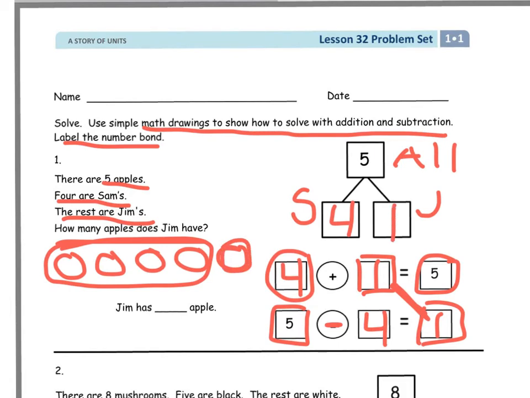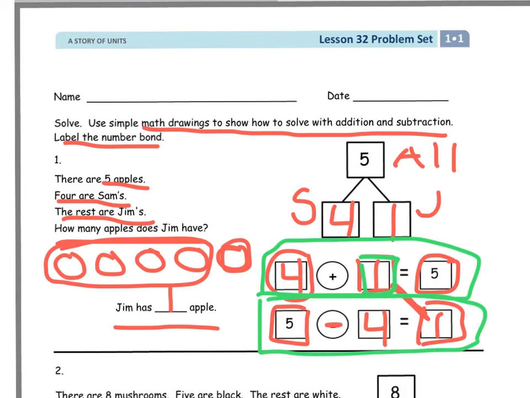And then I'm also going to make sure I answer this part. Jim has one apple. Was it easier for me to solve it this way, counting up from 4, counting up one time to get to 5, or was it better this way, to say 5 and count back 4 times? I think it was much quicker to solve it this way. Go to 4 and count up one time to get to 5. Do you agree?